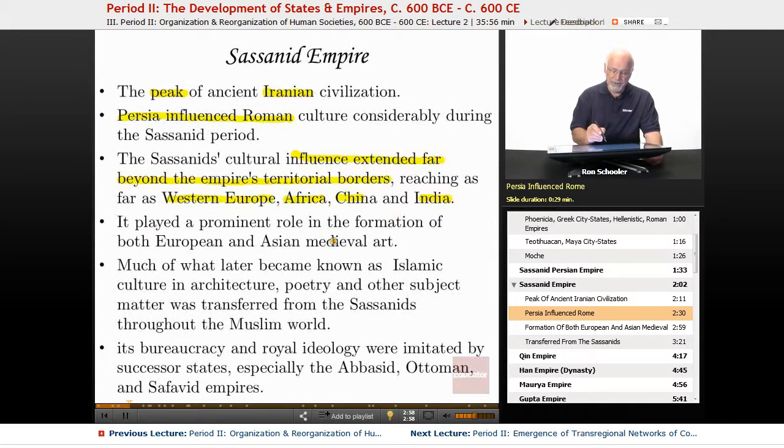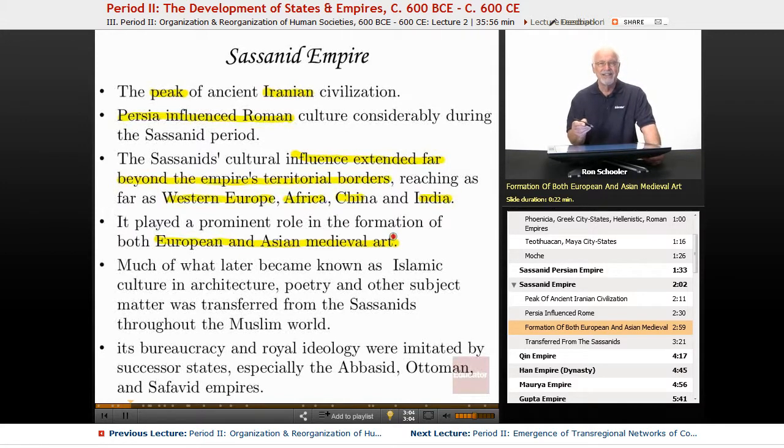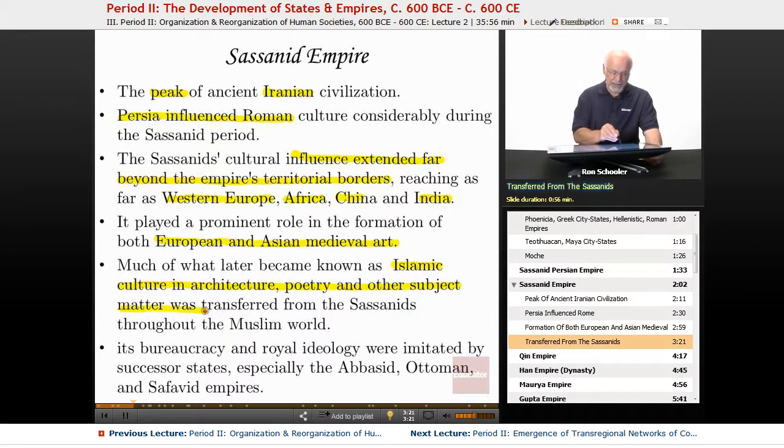And it played a prominent role in the formation of both European and Asian medieval art. Some of the styles that we are going to see in medieval Europe come from Persia. And this one seems to be especially important today, that Islamic culture and architecture, poetry, and other subject matter was transferred from the Sassanids throughout the Muslim world.